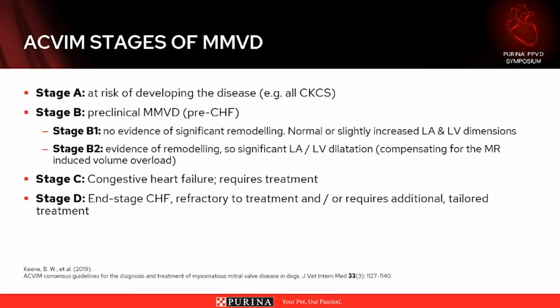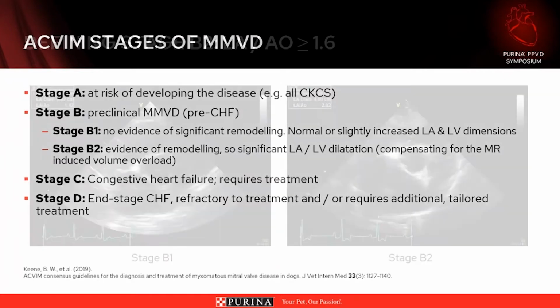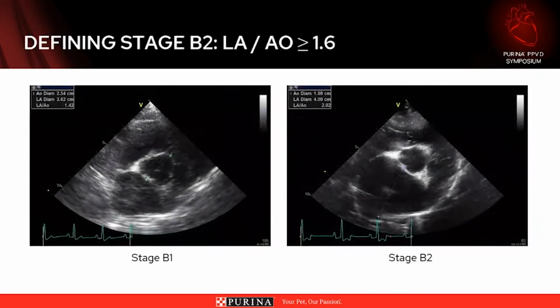And then stage C is the onset of congestive heart failure that we treat in the usual way. And with stage D, these are sort of our end stage congestive heart failure that may have advanced sequelae, which we'll look at a little bit later. And it means we do need to have additional tailored treatment for these cases. So as we said, in this preclinical phase, it is really important we are able to identify stage B2.